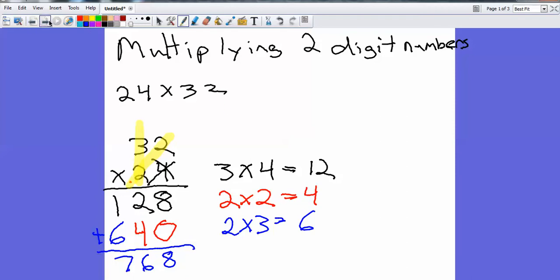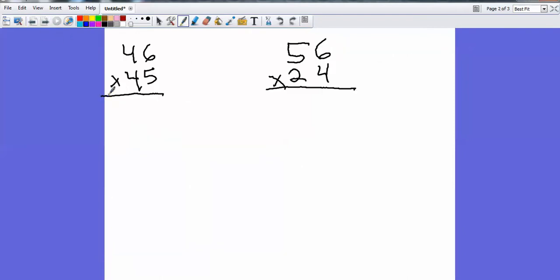Now that's just the first example. We're going to do a couple more, but that's the basics of how to multiply two-digit numbers. Let's go and work on the next one.